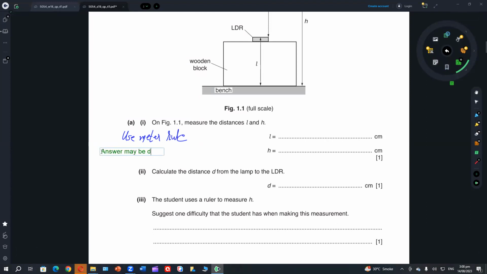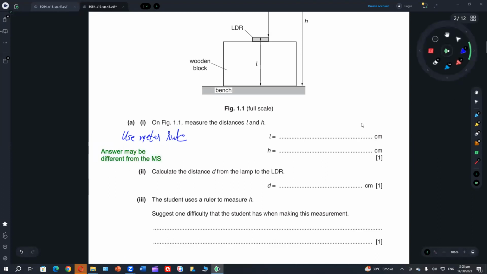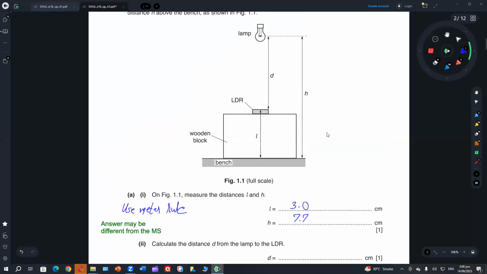The length is 3.0. Yes. Okay. And what is the height? 7.7. Sorry? 7.7 centimeter. Calculate the distance D from the lamp to the LDR.